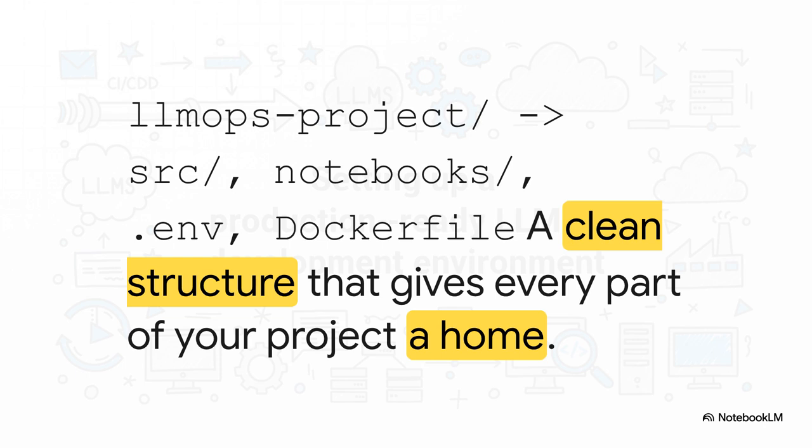Your messy experiments? They live in the notebooks folder. Once your logic is stable, it graduates to this source folder. Your API lives in app.py, and your dependencies and Docker config are right there at the root. This is the kind of organization that lets you scale without wanting to pull your hair out.